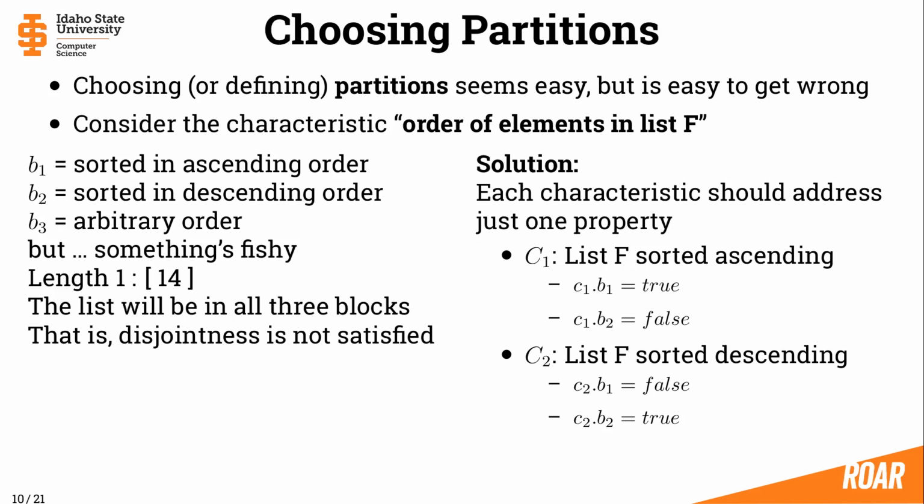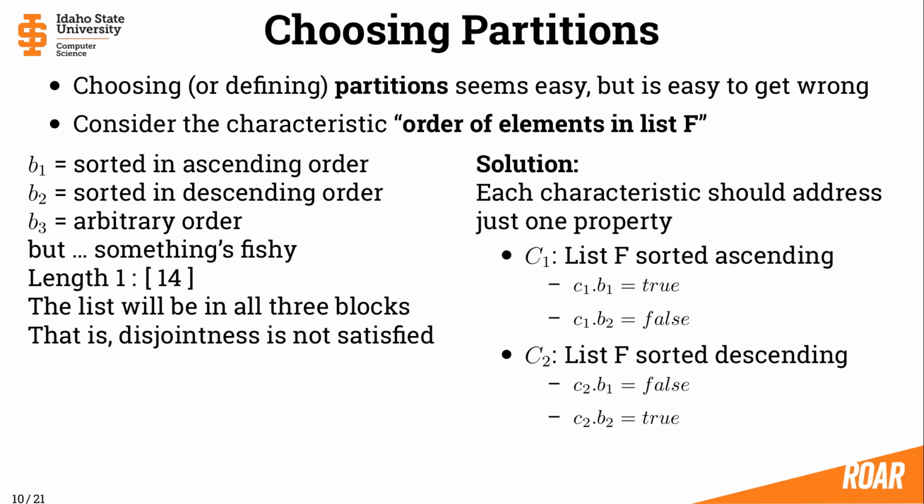But if we think about this, if we have a length 1 list, right? Okay, so it contains the number 14. Then this list itself is in all 3 blocks. And therefore, disjointness is not satisfied. So instead, what we might want to do is think about how we can actually make this so that the characteristics only address just one property, okay?